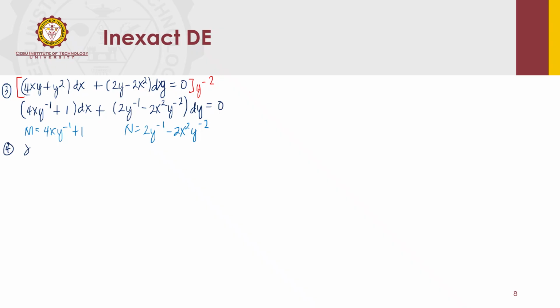So the next step would be to test again for exactness. This time we expect that it will yield an exact equation. So we partially differentiate this M with respect to y. So x is the constant. So it's 4x times the derivative of y to the negative 1, which is negative y to the negative 2, and then it's 0 for the derivative of 1. So this is negative 4xy to the negative 2.